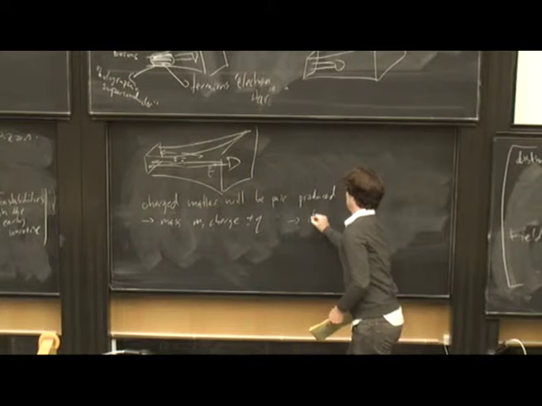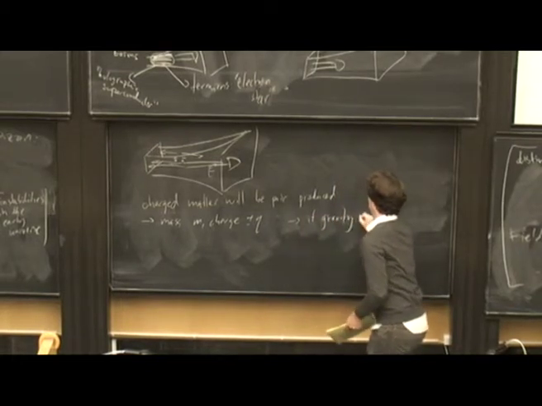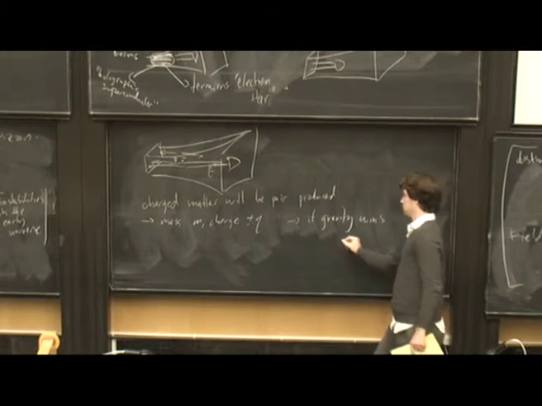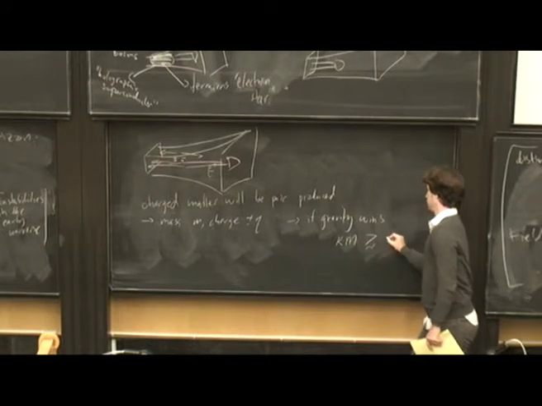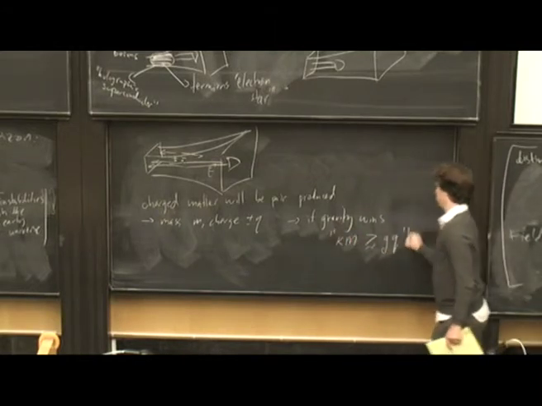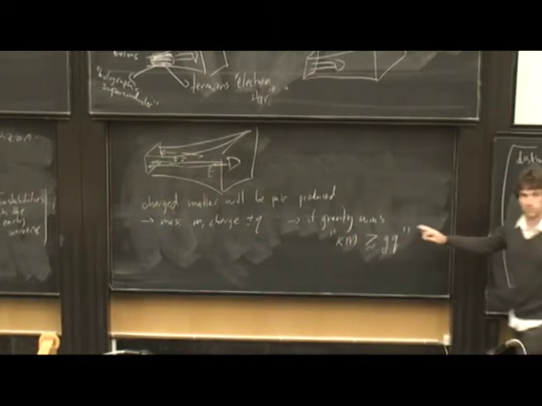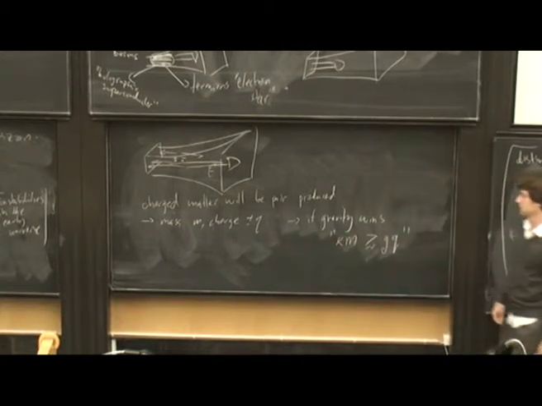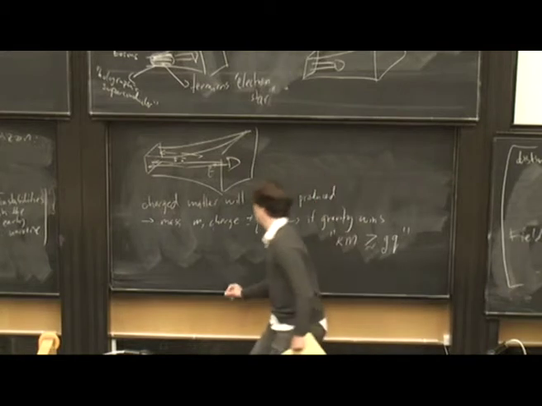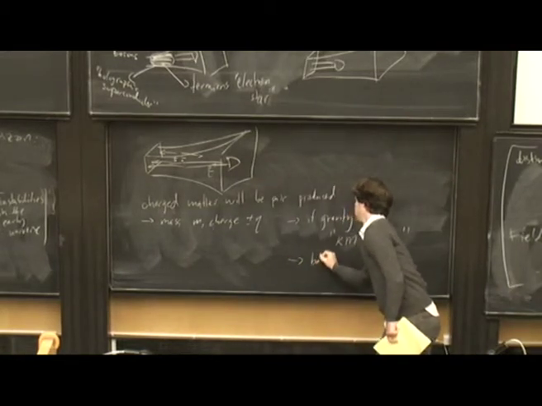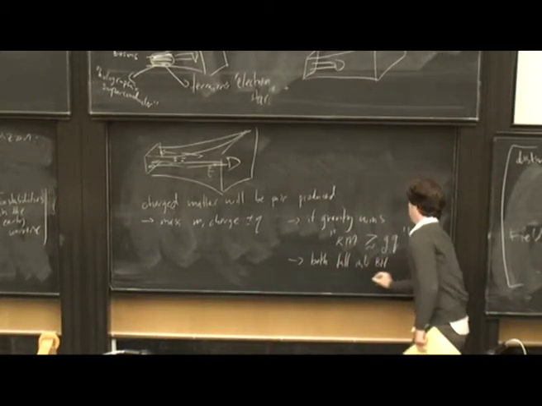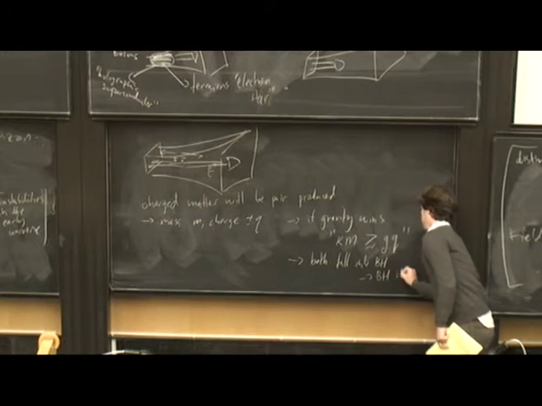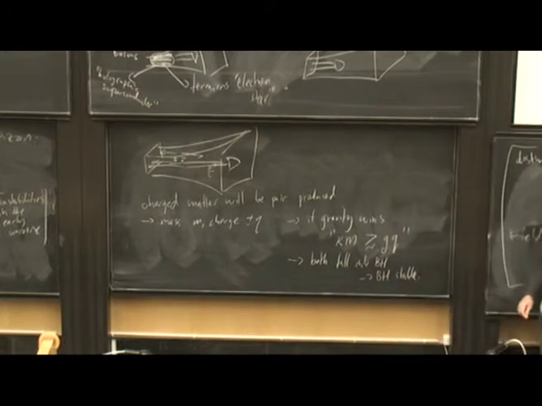So if gravity wins, that means that Newton's constant times the mass is bigger than the Maxwell constant times the charge. Just roughly. You have to do some calculations to do this precisely, but this is the idea. If gravity wins, then both particles fall into the black hole, and that means the black hole is stable. And so in that case, you land here.